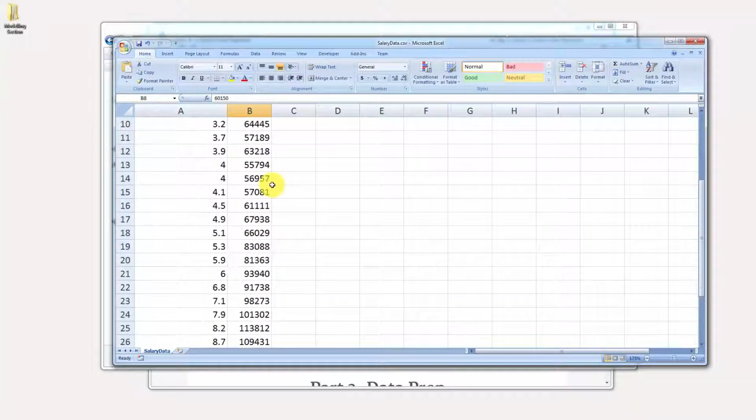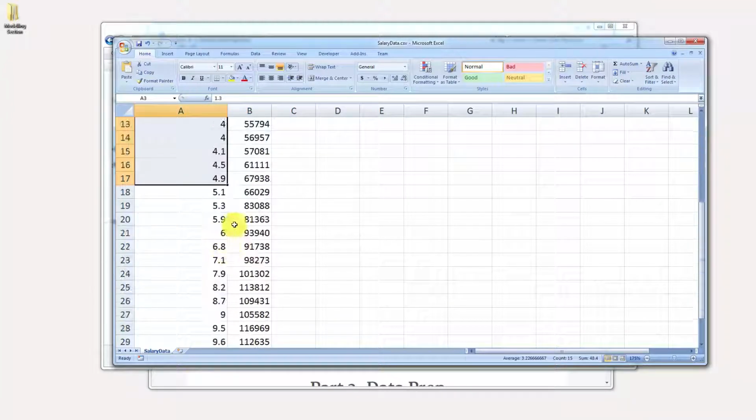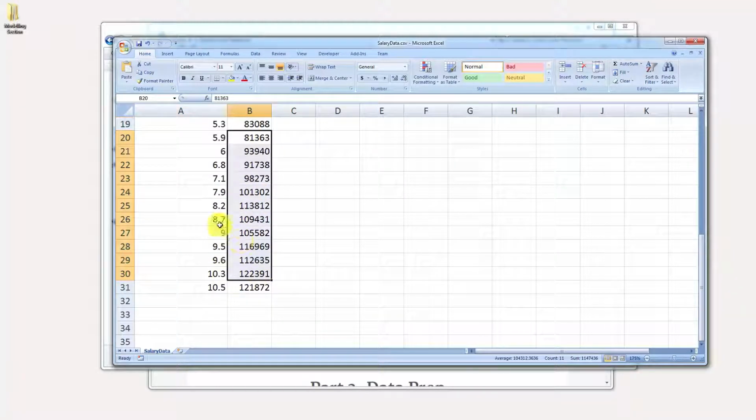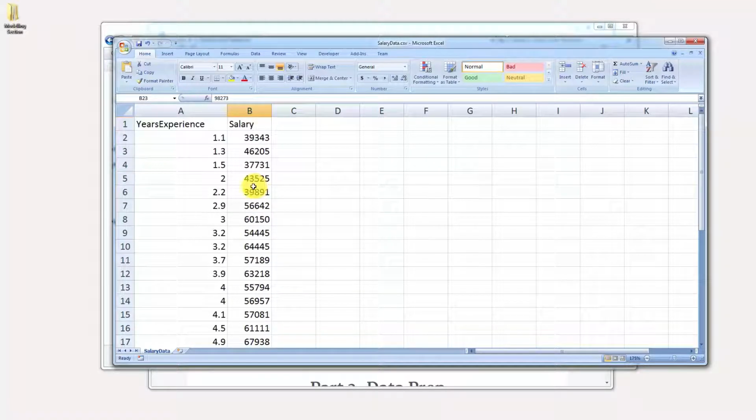Well, obviously, it's probably going to be the more years of experience you have, the higher is your salary, and we kind of can see that trend already. But we will actually be creating a model, a simple linear regression model, which will tell us what is the best fitting line for this relationship.